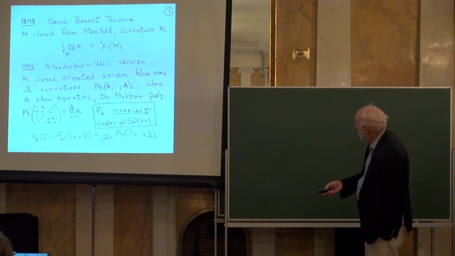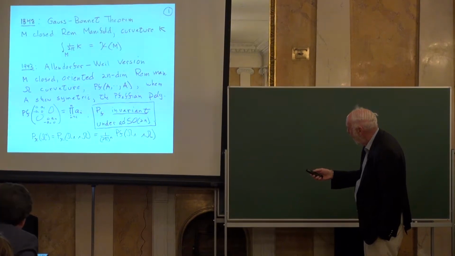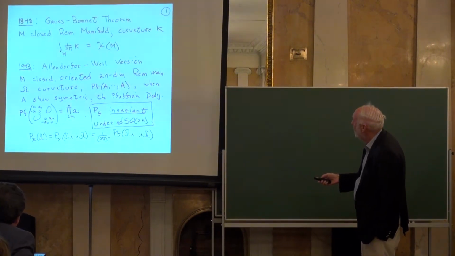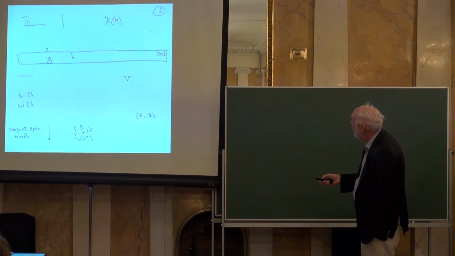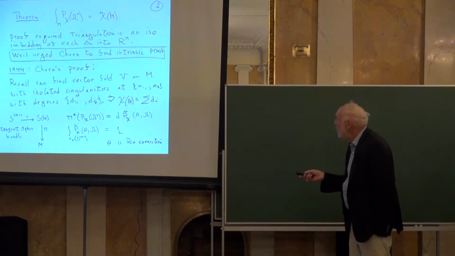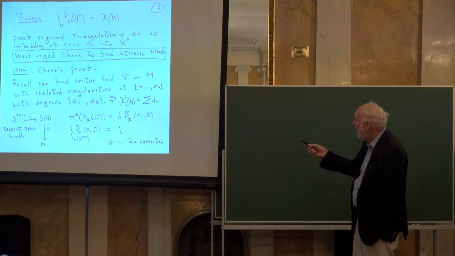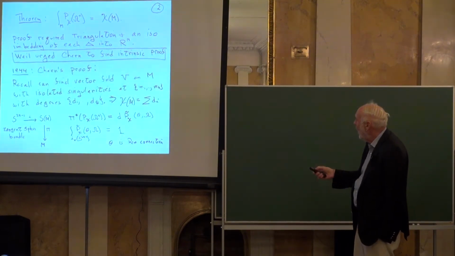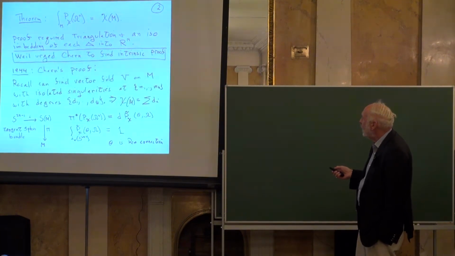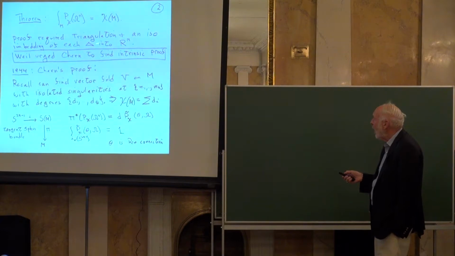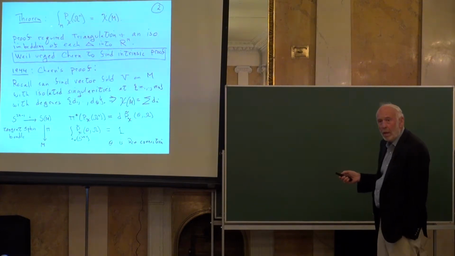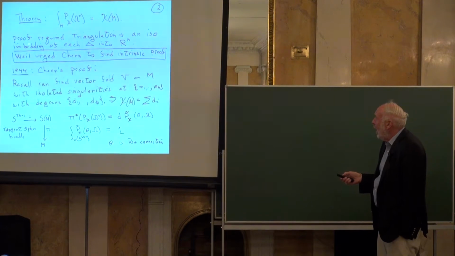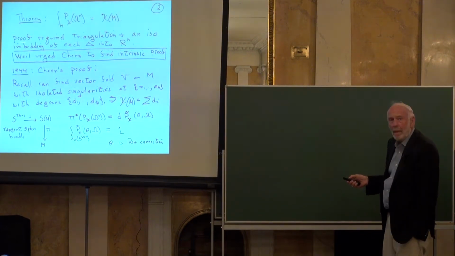Oh, I know why, because I'm pushing the wrong button. Okay, let's see if that works. There. So they proved that if you integrate that thing over an even-dimensional manifold, you get the Euler characteristic. However, the proof was complex. You needed to triangulate the manifold, embed each piece in R^n, and it was a long, complicated calculation. And they urged Chern to find an intrinsic proof.